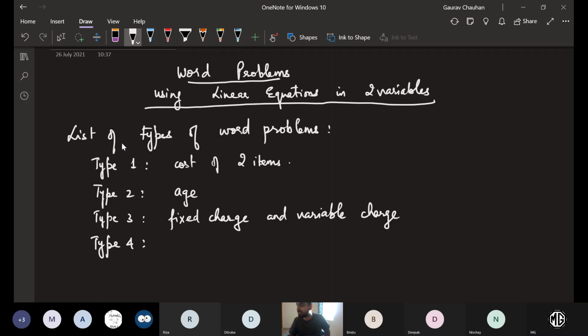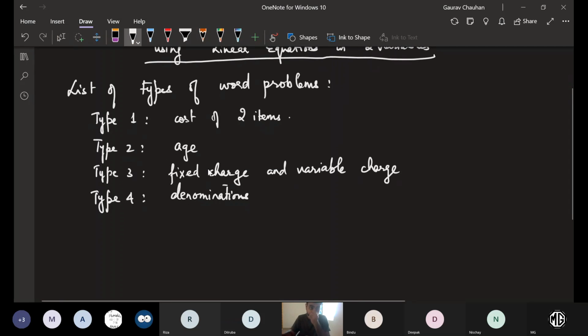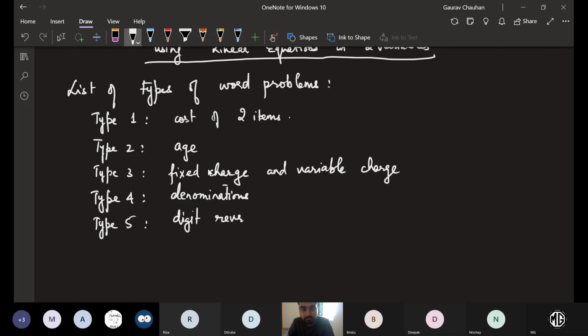Type 4, I want you to be writing this right now, okay? Type 4, we have already seen this. It is denominations. Type 5, digit reversals. This also we have seen. Digit reversals. We may not have done it like this, but we have also seen this, okay?